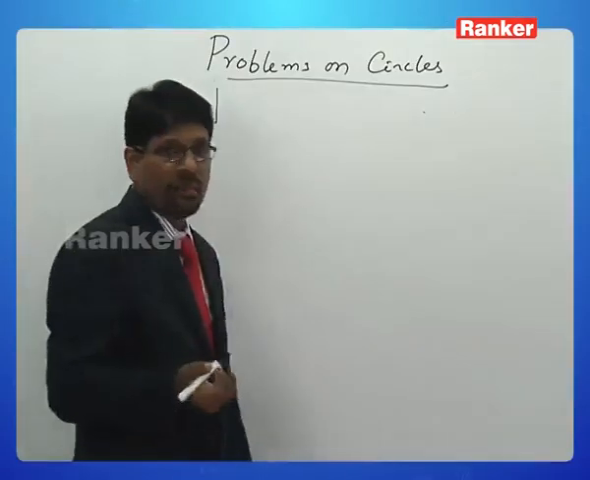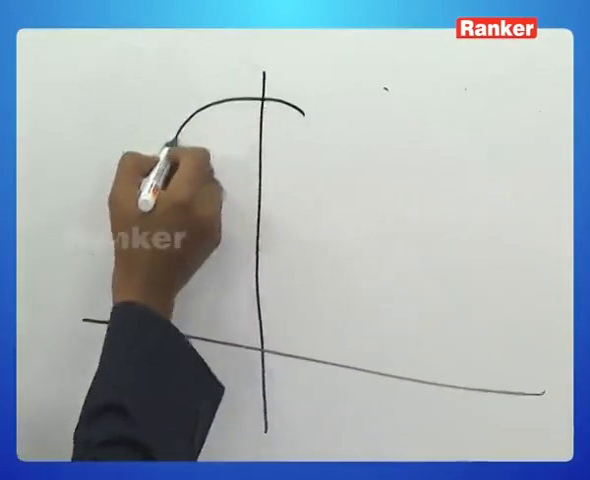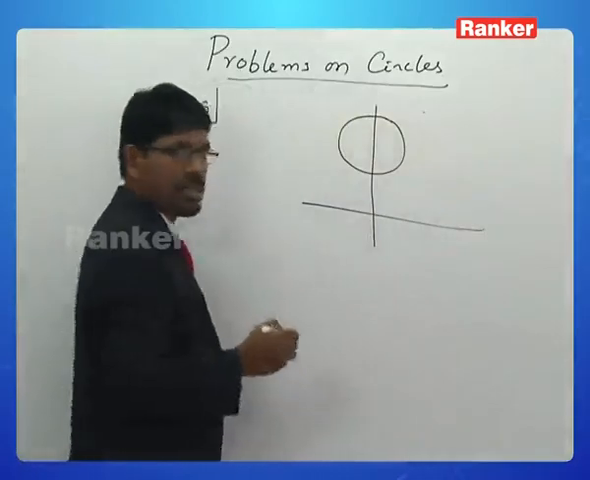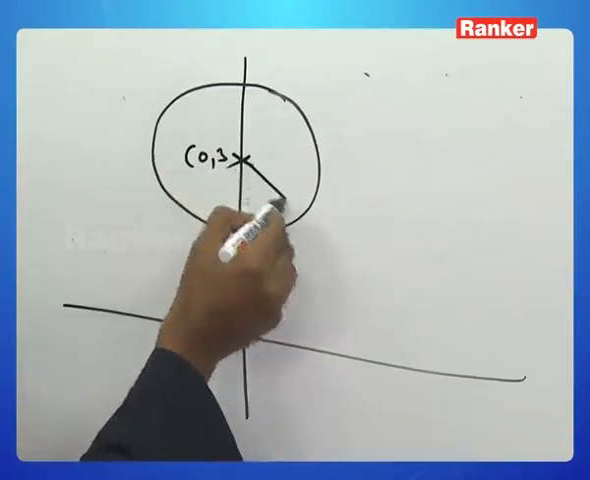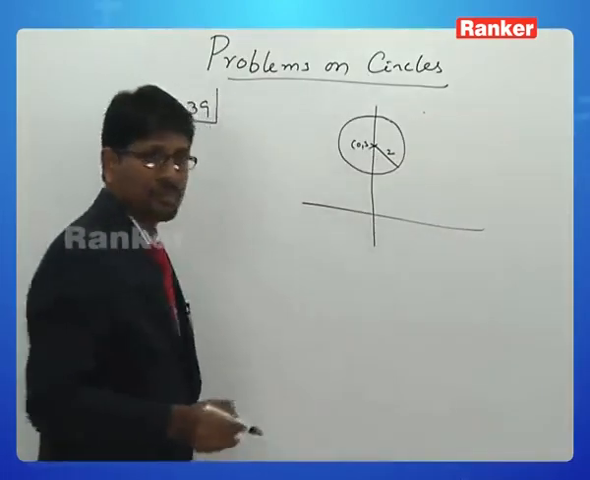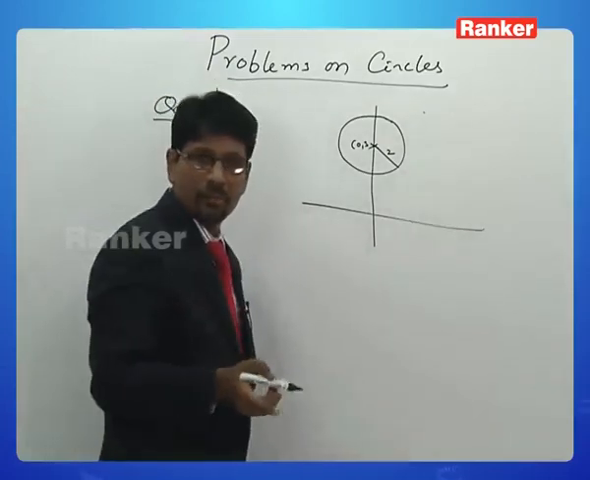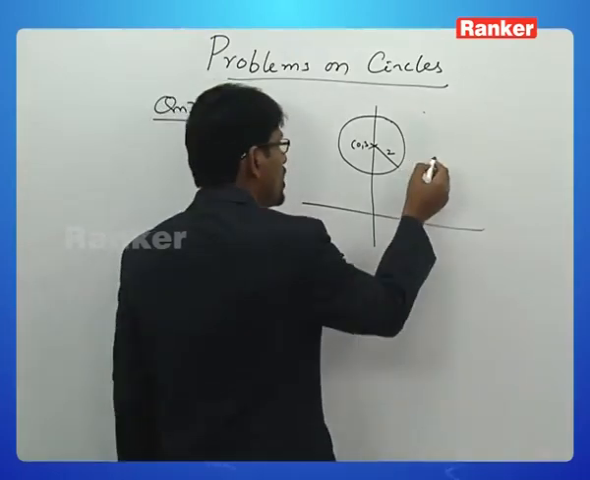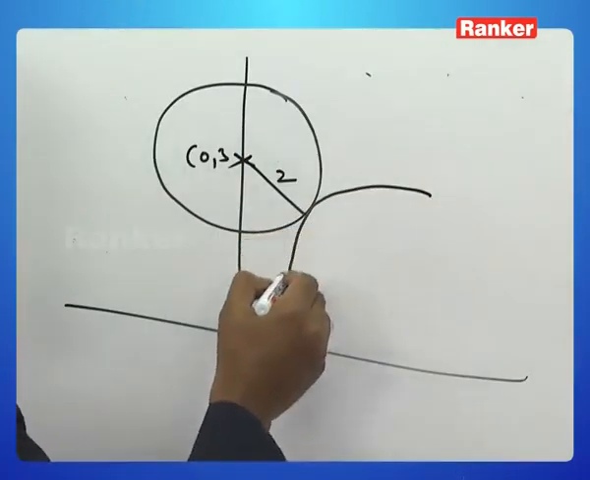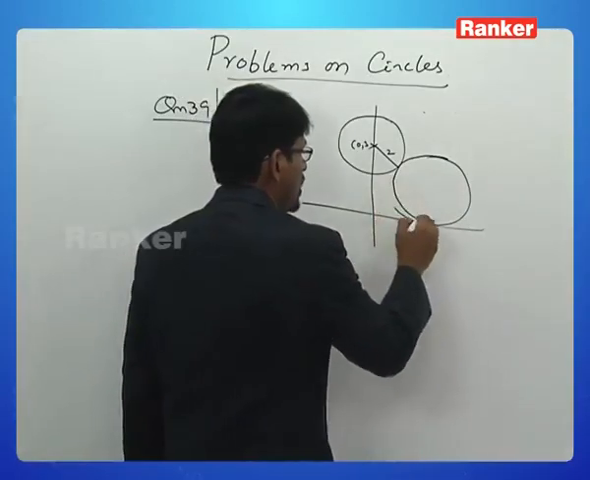Now there is a fixed circle whose center is 0, 3. That is, center is lying along the y-axis. 0, 3 is the center, and the radius is 2 units. Now there is a variable circle. There is a circle touching the x-axis and also this circle. We have a circle like this, touching the x-axis and this circle.